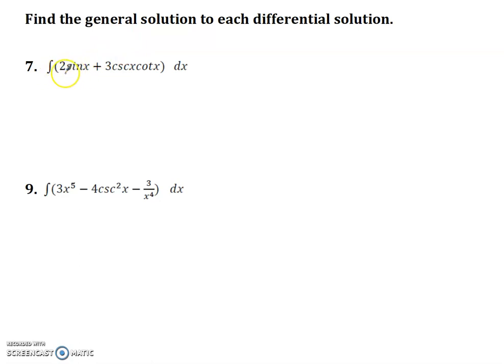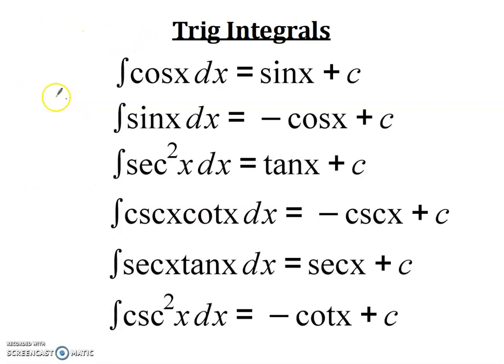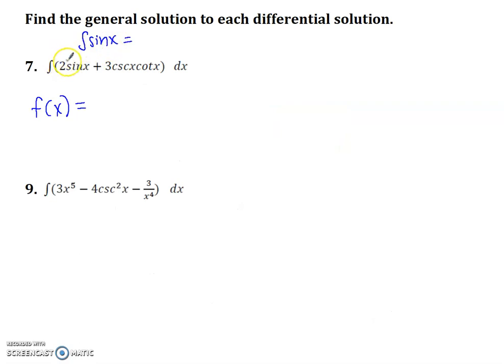So for 7, we're integrating 2 sine of x plus 3 cosecant of x, cotangent of x, dx. We're just going to go term by term to get f of x. What I'm going to look for on my integrals is what the antiderivative of sine is. If we jump back here, the antiderivative of sine turns into negative cosine. Since there's already a coefficient here, the coefficient's going to stay, and this is just going to turn into negative 2 cosine of x.